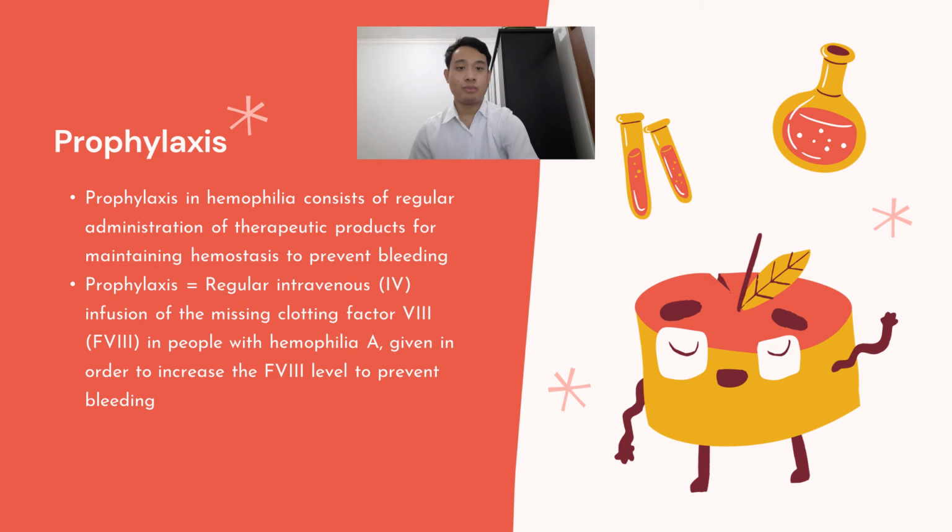Next, I'm going to explain about prophylaxis in hemophilia. Prophylaxis in hemophilia consists of regular administration of therapeutic products for maintaining hemostasis to prevent bleeding. In hemophilia A, the prophylaxis would be regular intravenous infusion of the missing factor 8, given in order to increase the factor 8 level to prevent bleeding.